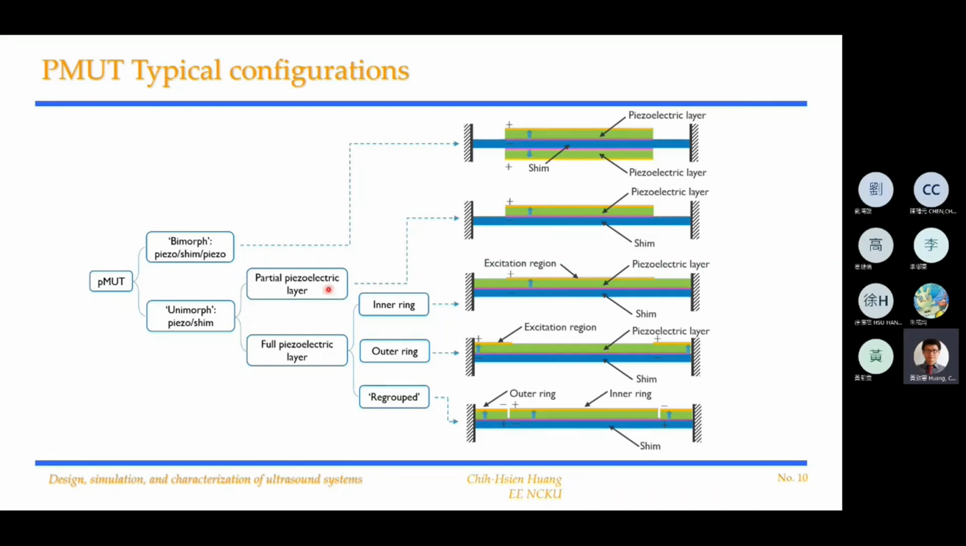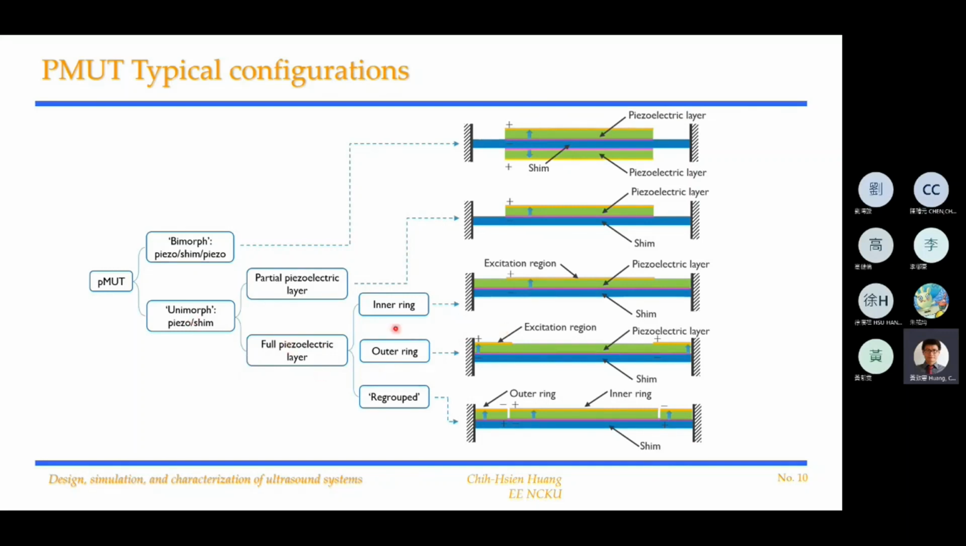Partial piezoelectric layer, which means the piezoelectric layer does not cover everything. In some designs, people will just cover the entire region with a piezoelectric layer. Some will expose part of it. They both have their pros and cons, and it depends on how the designers like. So this is a unimorph with a partial piezoelectric layer, and we also have a unimorph with a full piezoelectric layer.